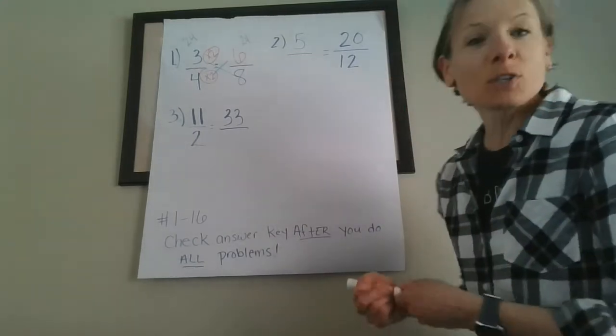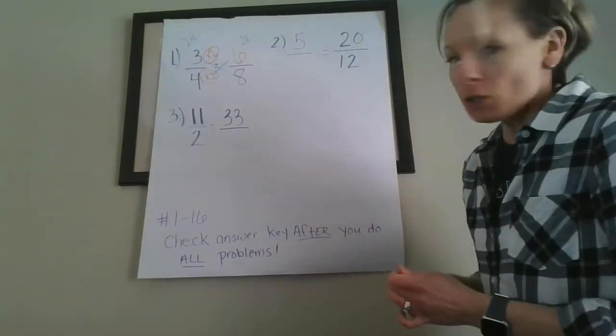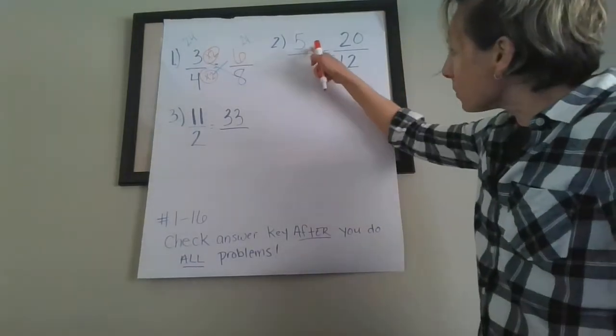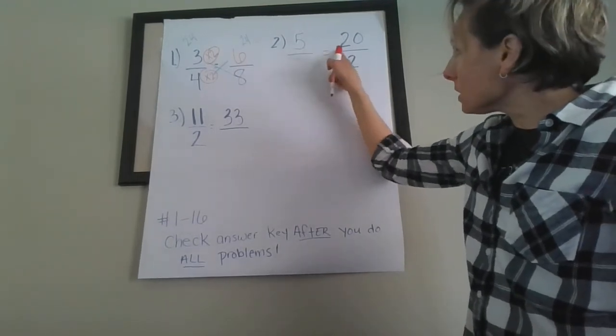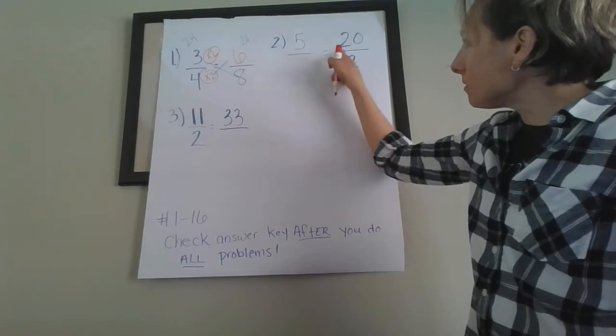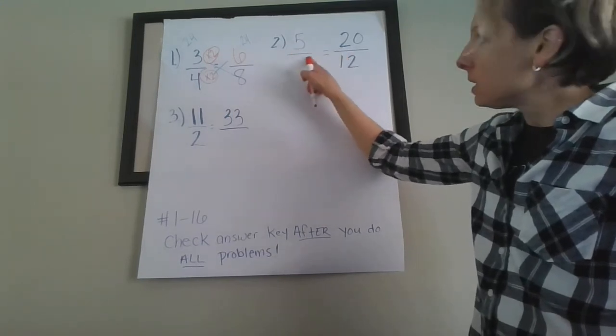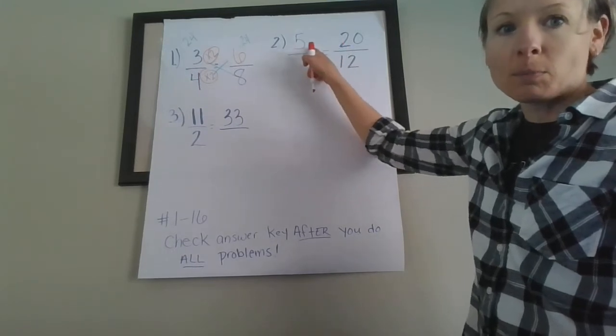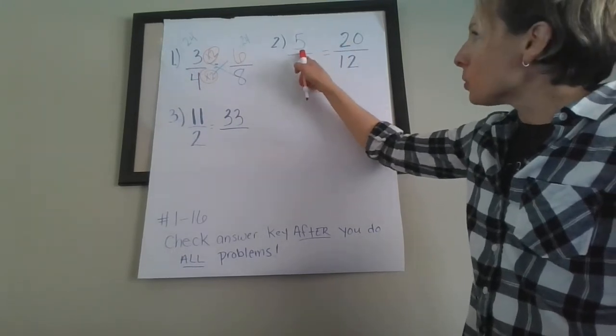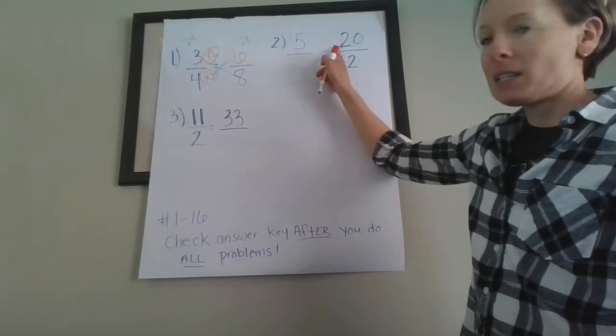Okay, so let's look at number 2. For number 2, we have both numerators, but we're missing this denominator. So let's look at these numerators. 5 and 20. Well, we went from 5 up to 20. That means we're going to be multiplying because the number's getting bigger. So what are we multiplying 5 by to get to 20?